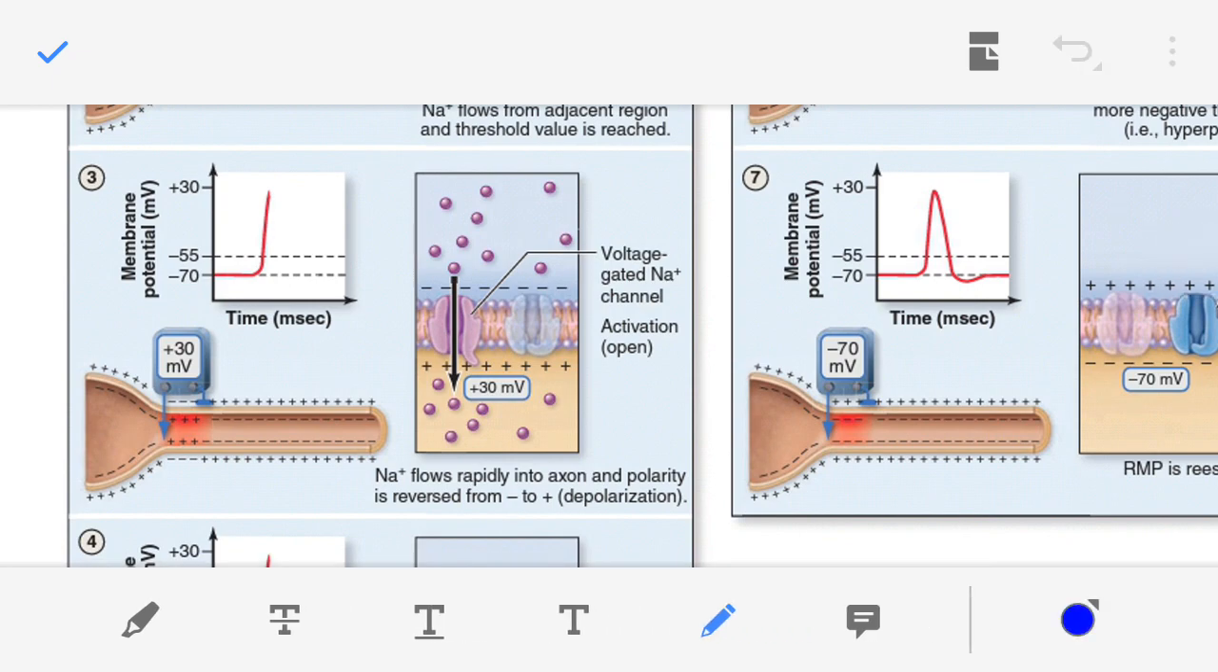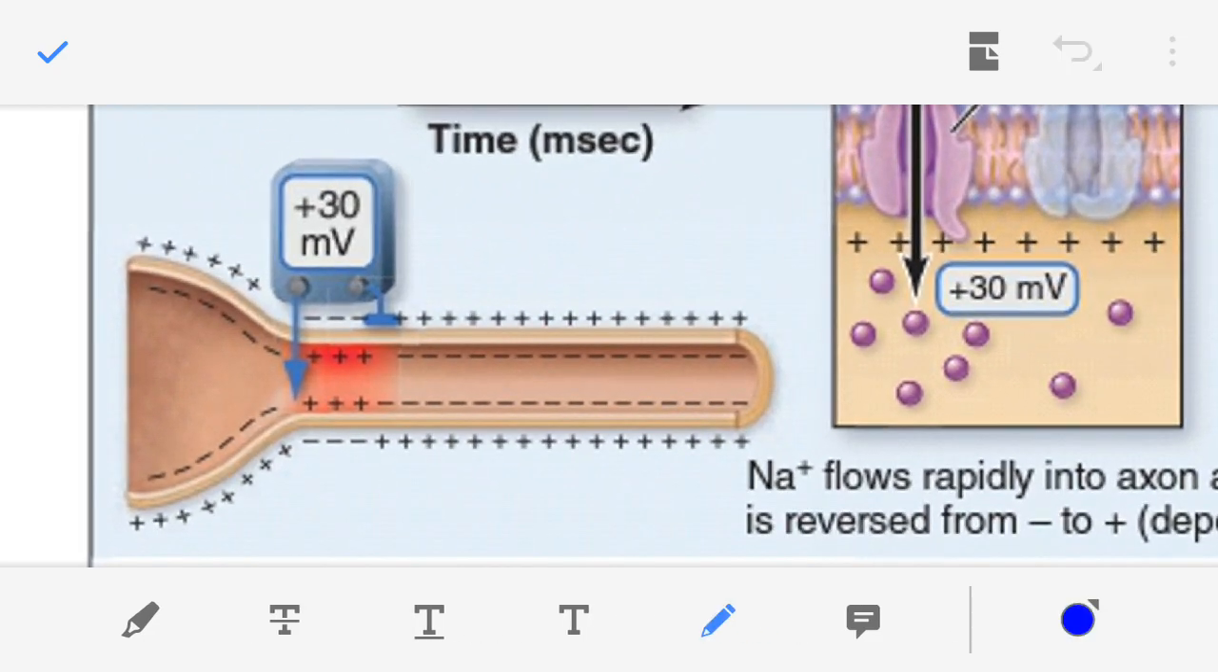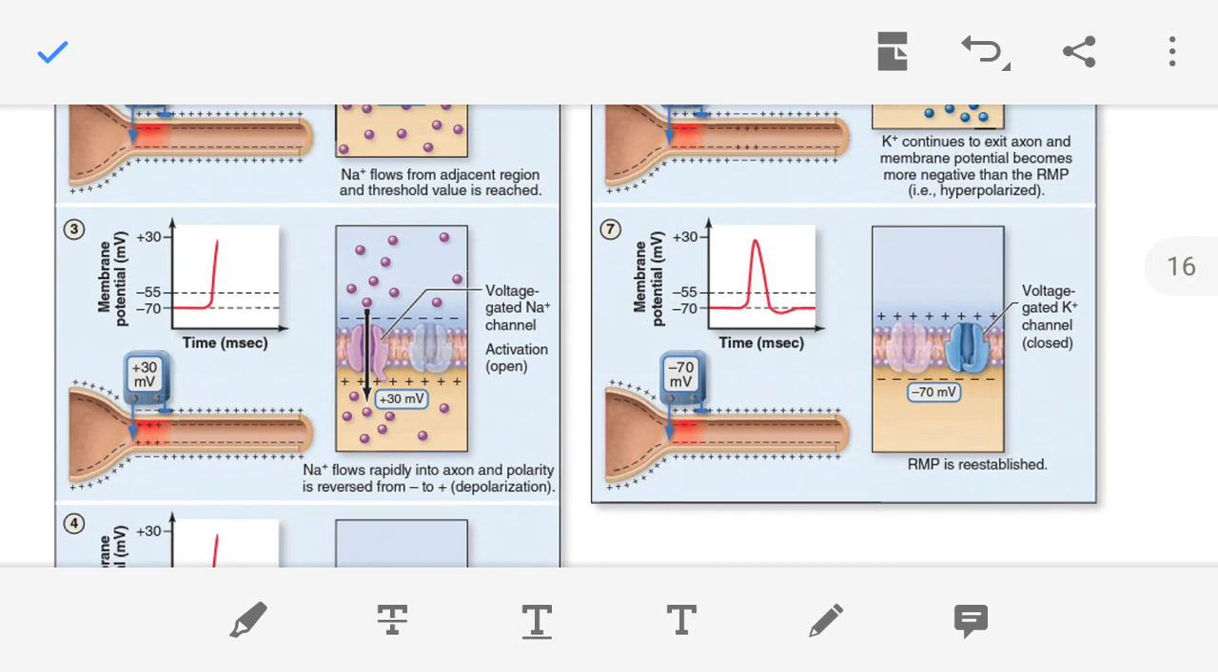See, the Na plus voltage-gated channel is still open, so more and more Na plus is coming into the cytosol. As more Na plus comes in very fast, the membrane potential now becomes positive and attains the value of plus 30. Inside the plasma membrane there is a development of positive charge due to sodium entry, and outside there is a development of negative charge.